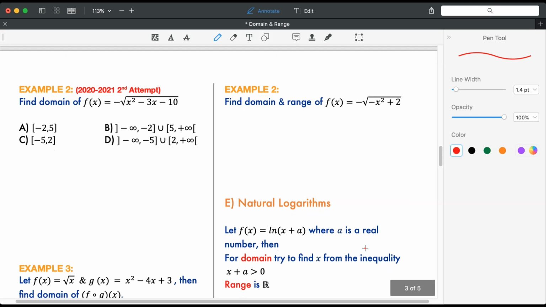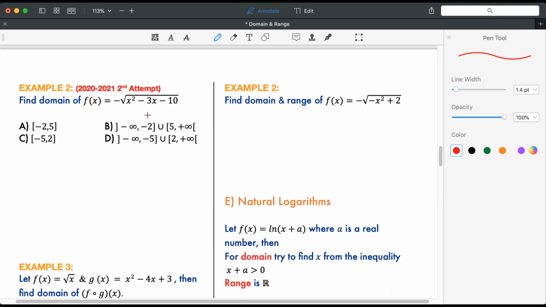Ministry question 2021 second attempt. Find the domain. We don't care about the sign outside. It is just given to confuse us. So just focus on the inside. Under the radical, we have a quadratic expression. So x squared minus 3x minus 10 is greater than or equal to 0.